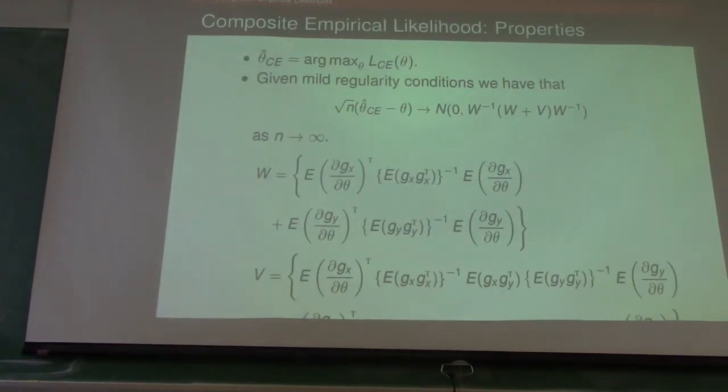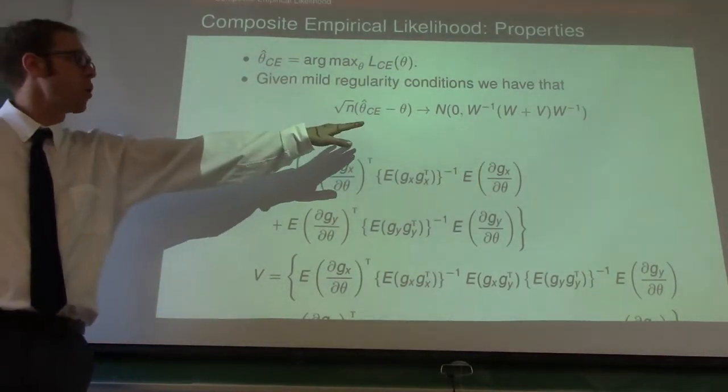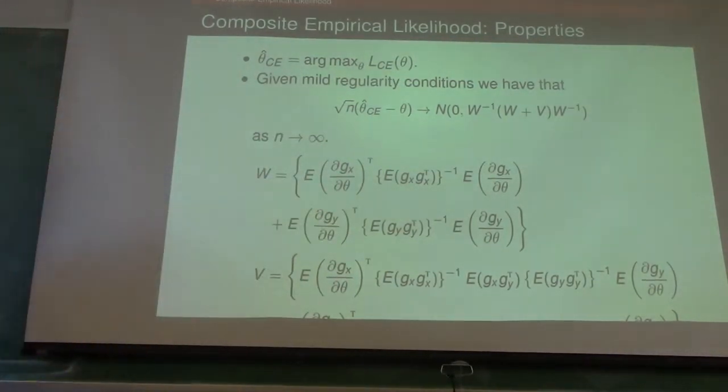Just a few basics. By definition, we define our maximum composite empirical likelihood estimator as just the theta that gives you the maximum value possible of this object. We have also seen that given a few regularity conditions, mainly guaranteeing certain things are invertible and that certain derivatives exist, again nothing strenuous, we once again get a normal. And this is where things really start to get interesting.